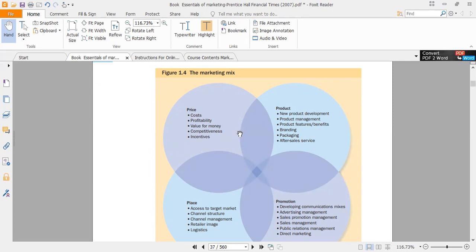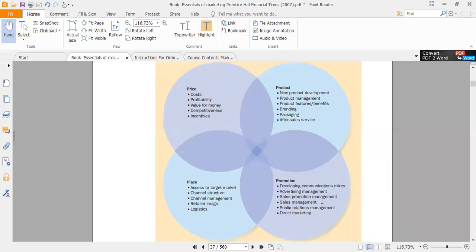The first P is price. Rather, the first P is product. This is product, this is price, this is place, this is promotion. So it moves like this, right? This is how it completes its circle.